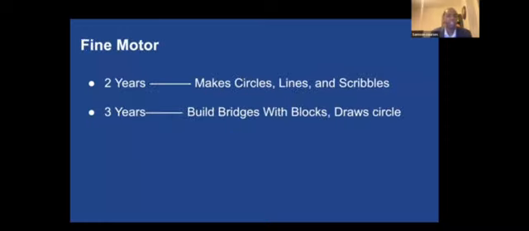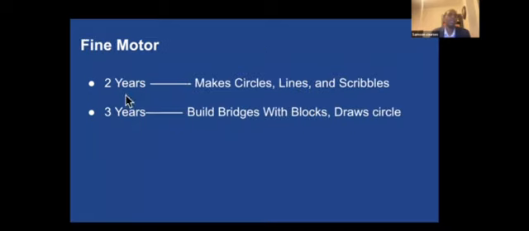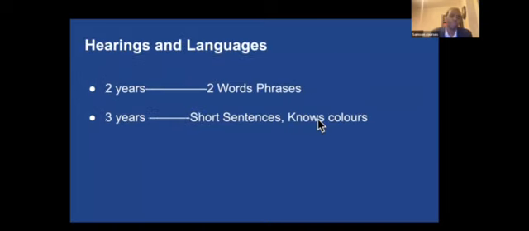Okay. So let's recap that again very quickly. Gross motor, they should be able to run at 2 years. Stand on 1 foot or climb on 1 foot per stair at the age of 3. Fine motor, make circles, lines, or scribble at 2 years. At 3 years, they should be able to build bridges with blocks and draw circles properly.